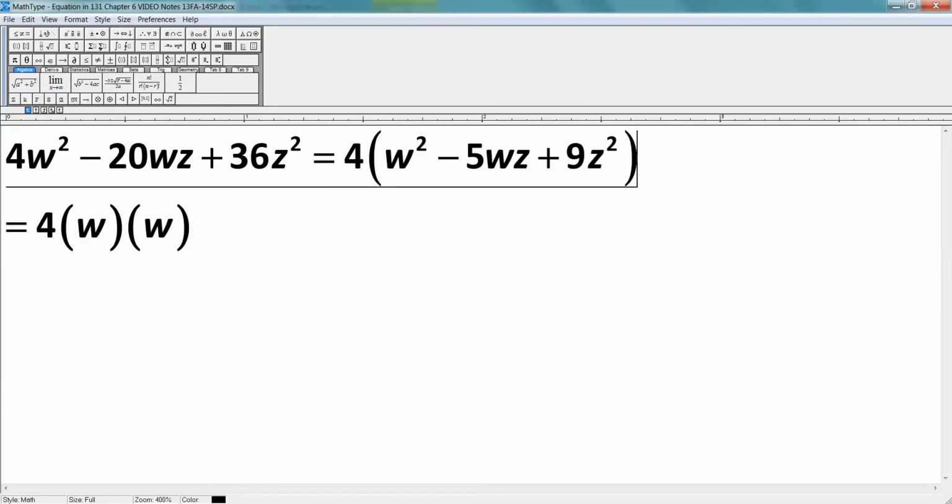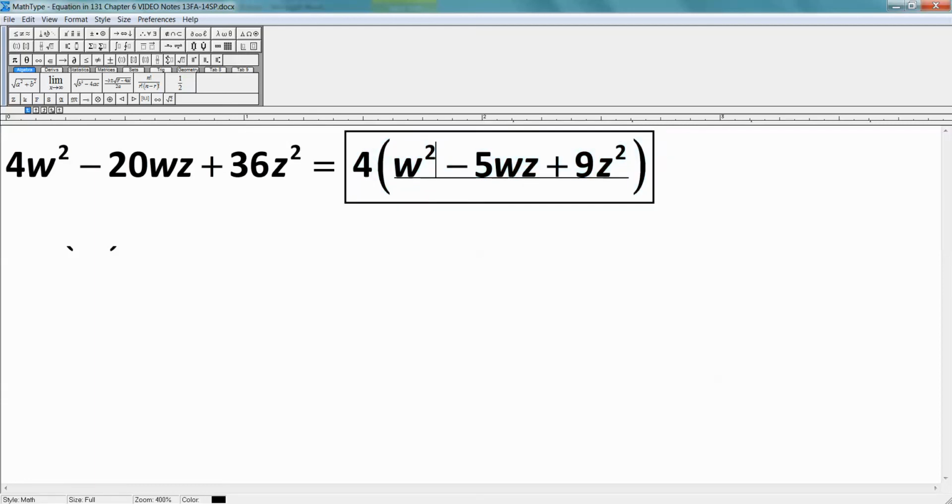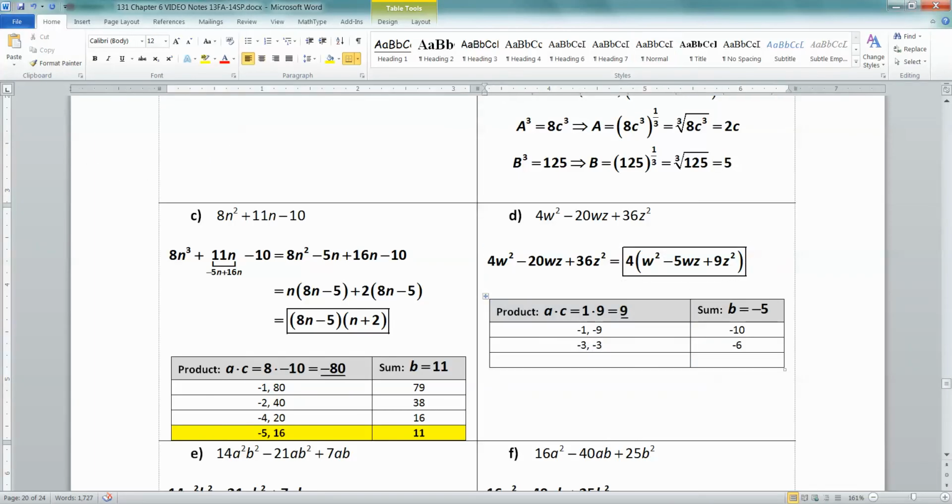So we're actually done at this point. Now, it's not prime because we factored out a 4, right? So we were able to do a GCF factoring, and that still counts. However, that trinomial inside that parentheses, that part is prime. So we're done. We can't go any further than that. Right? Nothing's going to work for us.